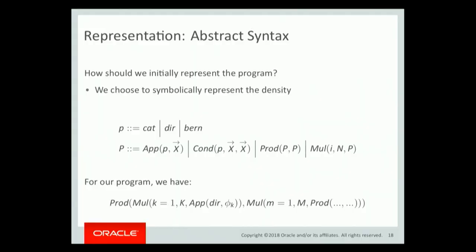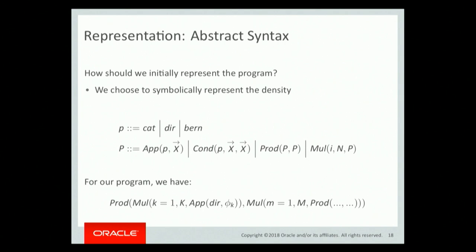And so we have a little grammar with distributions like categorical, Dirichlet, Bernoulli, and then we can, for example, say, okay, we apply a distribution to some random variable, we condition a distribution on some random variables, we can take the product, etc. And for example, if your input program was what I showed earlier, that is LDA, once the parser is done, we end up with a term that you can see at the bottom, which is a big product from k equals 1 to K, etc.